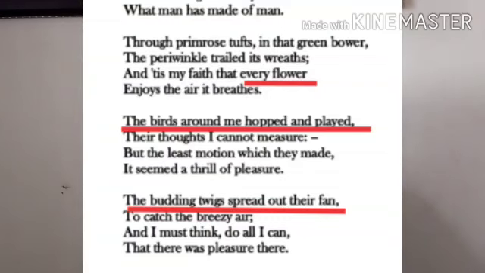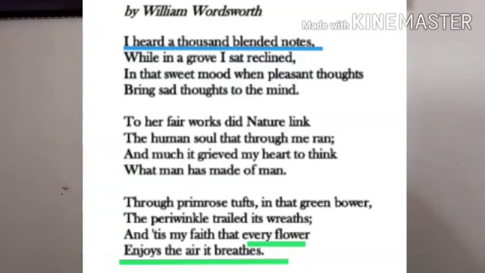Again, we come across the 10th standard textbook. Lines Written in Early Spring, written by William Wordsworth. You can come across so many visual images there in the poem. For example, the birds around me hopped and played, budding twigs spread out fan, the flowers, the grove. All these are examples for visual image. Then auditory image: I heard a thousand blended notes. It is a fine example for auditory image.